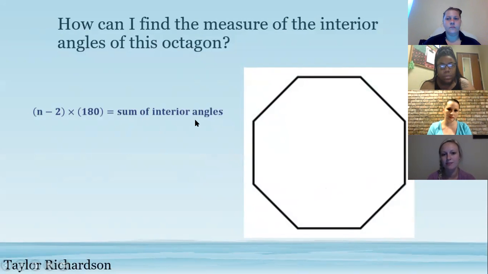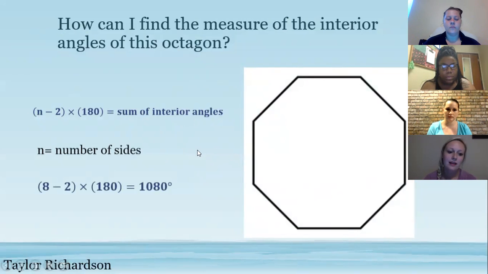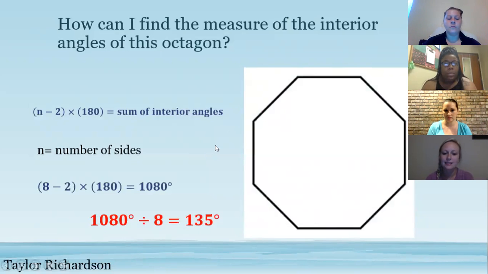We're going to have to divide this number by the number of sides in order to find out just what one interior angle is. We're going to plug in 8 for n, because n is equal to the number of sides of the shape. When we plug in 8 minus 2 and multiply that by 180, we get 1,080 degrees. And we're going to divide that by 8 to get 135 degrees for the interior angles of this octagon.